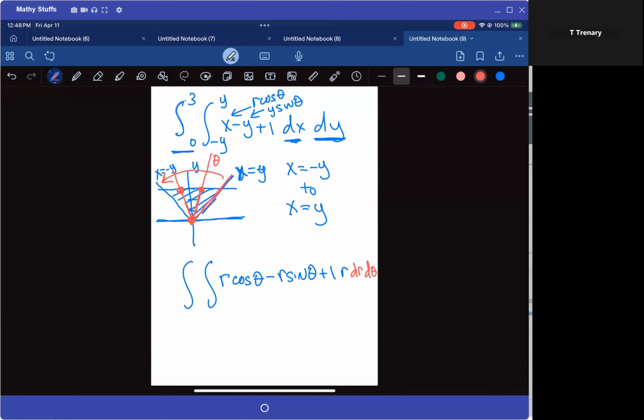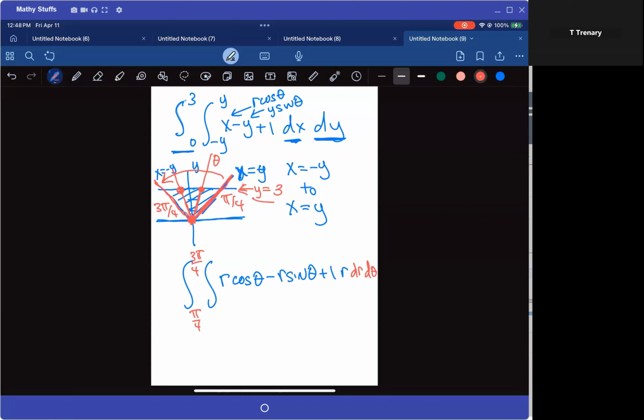And the theta is going to run from this perfect diagonal y equals x to this other perfect diagonal y equals negative x. And that's 45 degrees. So that's pi over 4 there. That's 3 pi over 4 on this side. So pi over 4 to 3 pi over 4. And meanwhile, for every theta slice, I run from 0 to the line y equals 3.